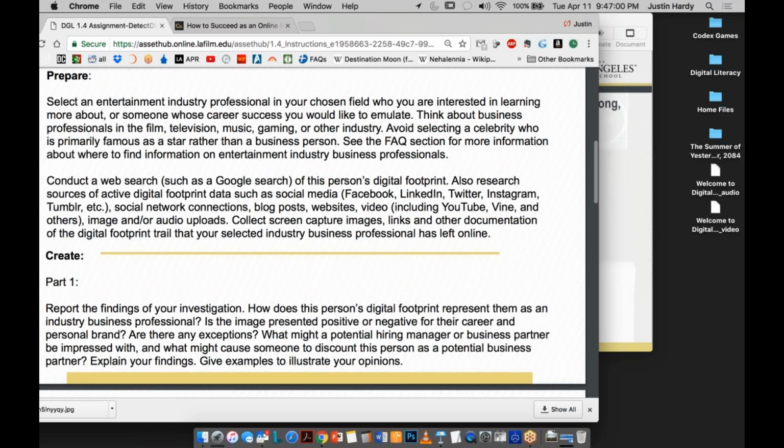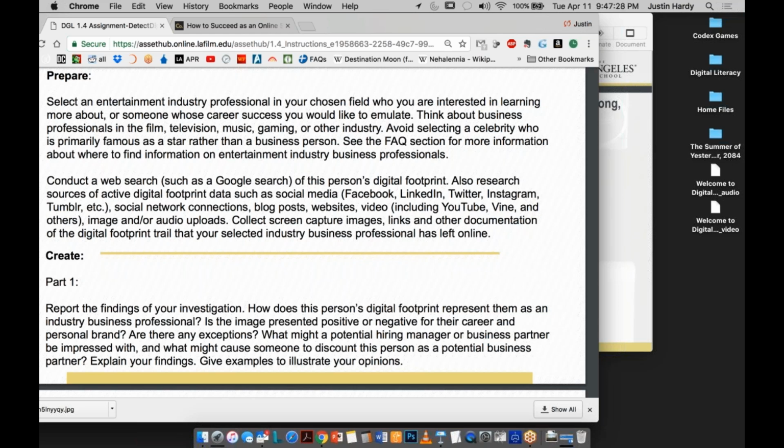Okay, so here's how we want you to prepare, and this is what we want you to do first. Select an industry entertainment professional in your chosen field who you are interested in learning more about, or someone whose career success you'd like to emulate or imitate. Think about business professionals in the film, television, music, gaming, or any other industry that you're interested in or a part of.